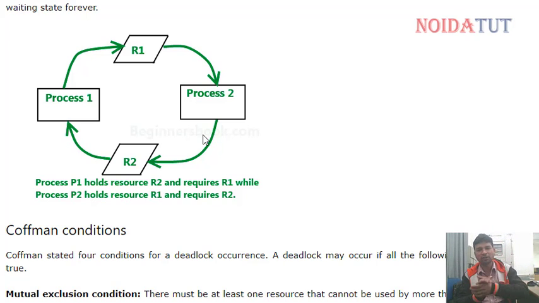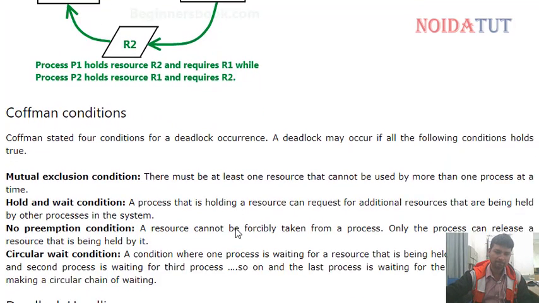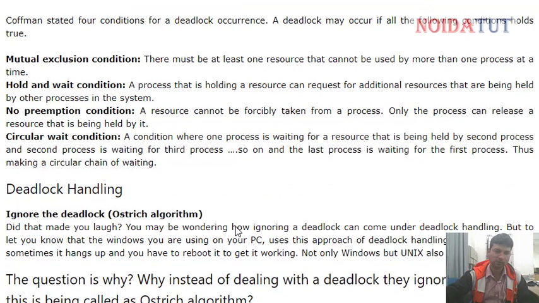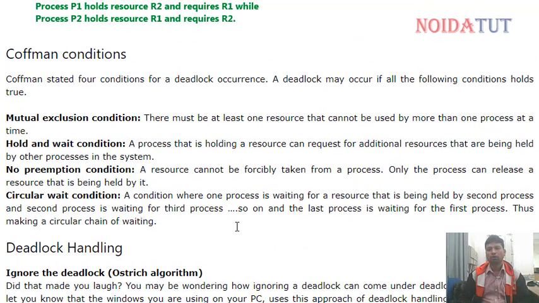Now, proceeding further, let us know about Coffman conditions for deadlock. Coffman was a scientist who worked with various issues of database management system and transaction system, and he gave 4 conditions for deadlock. A deadlock may occur if all the following conditions hold true.